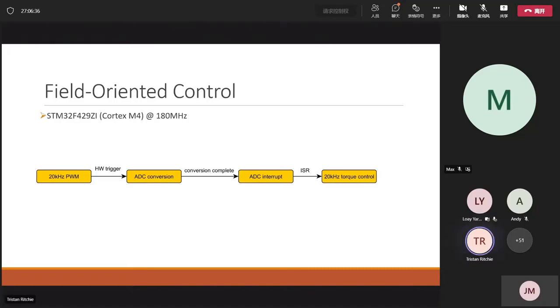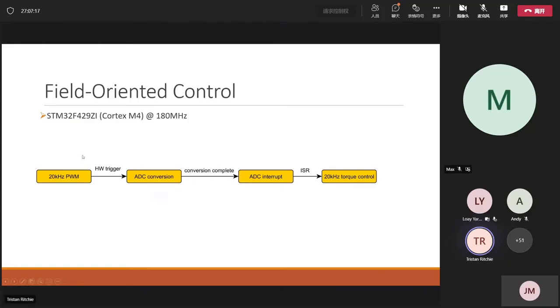My implementation uses the STM32F429ZI, which is a Cortex M4 based MCU, which runs at a clock speed of 180 megahertz. The timing for the control system is provided entirely by the PWM timer. The reason why we don't use a more arbitrary delay function or something of that nature is because we really need to be sure that we are executing our control loop at very regular intervals, and that there is no latency and delay in that execution.